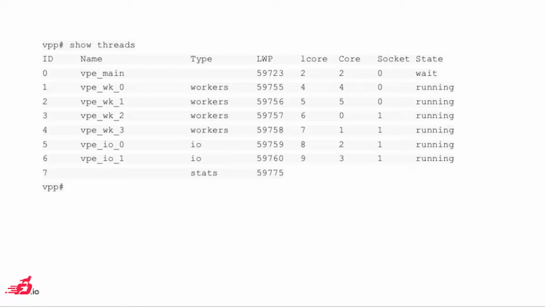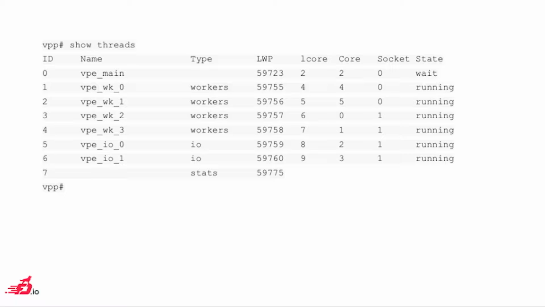Okay, so when you run VPP, if you want to check what is actually happening, you can do command show threads, and then you will basically see the exact setup which is currently running. And here we have the main thread running on the L core 2, which is basically second core on socket 0. Then you have the 4 worker threads, which are running 2 on socket 0 and 2 on socket 1. And finally, you have 2 IO threads which are running on the socket 1.